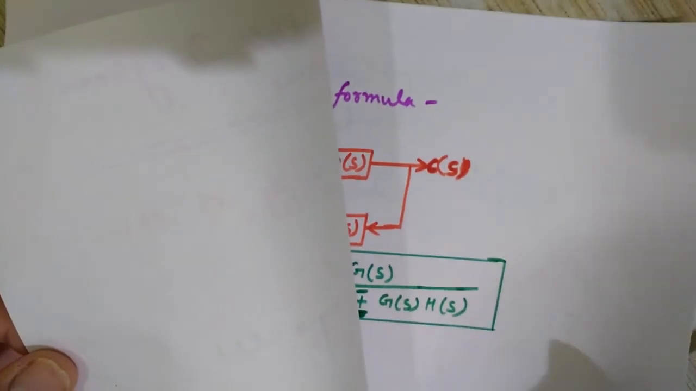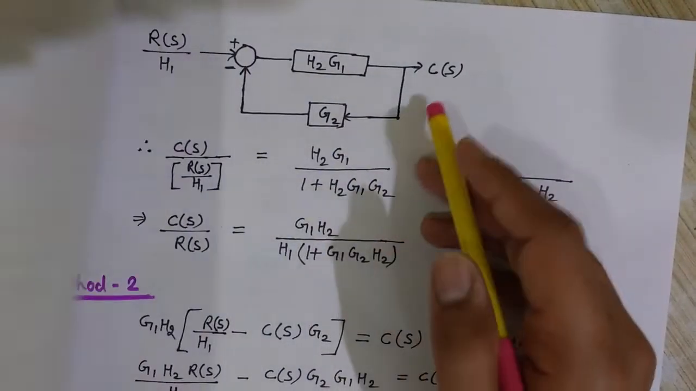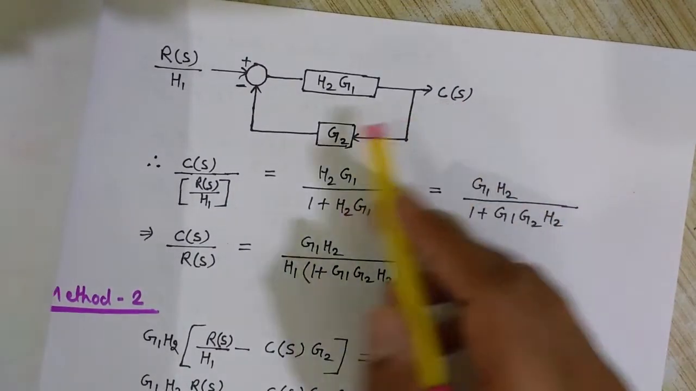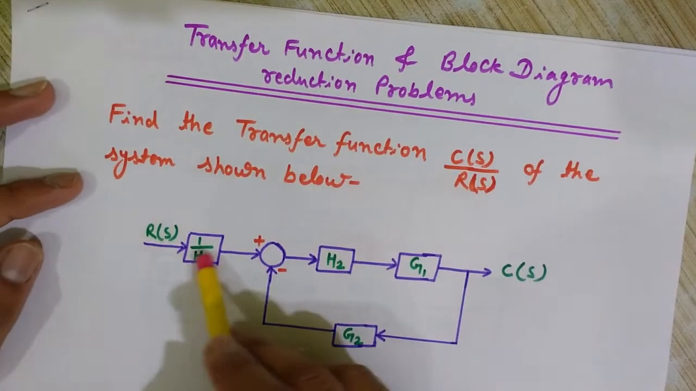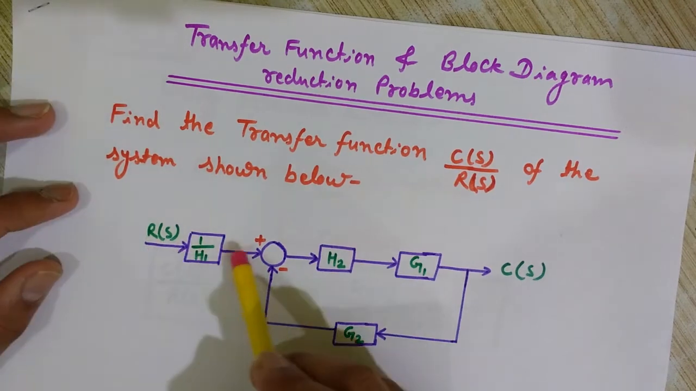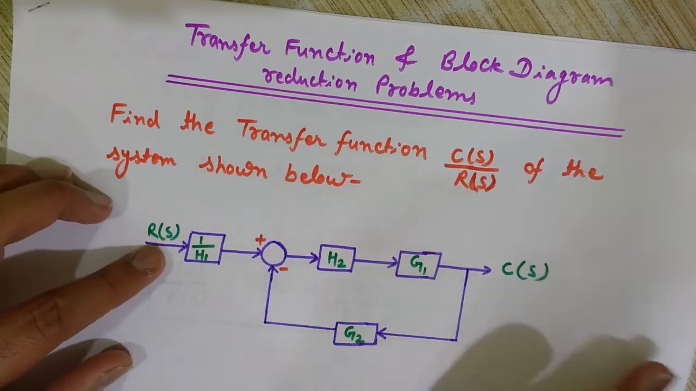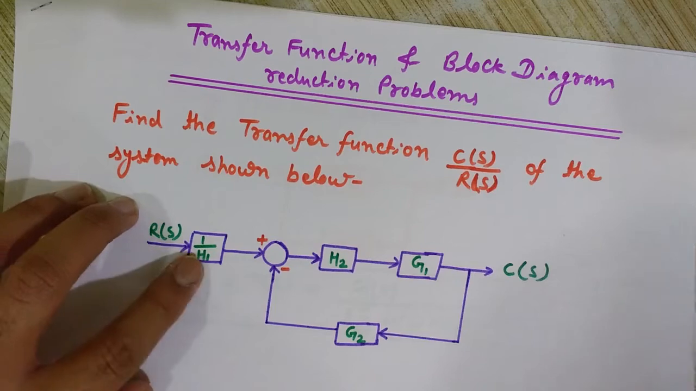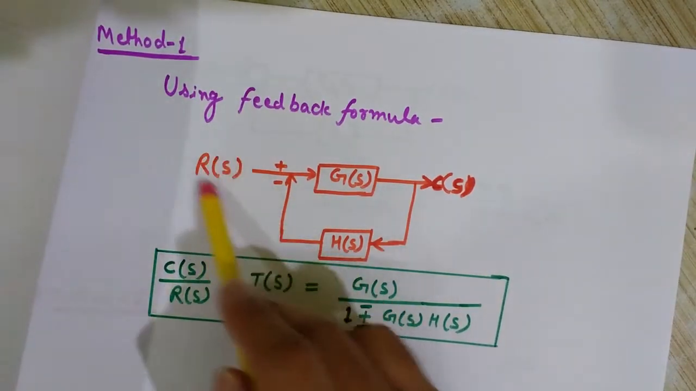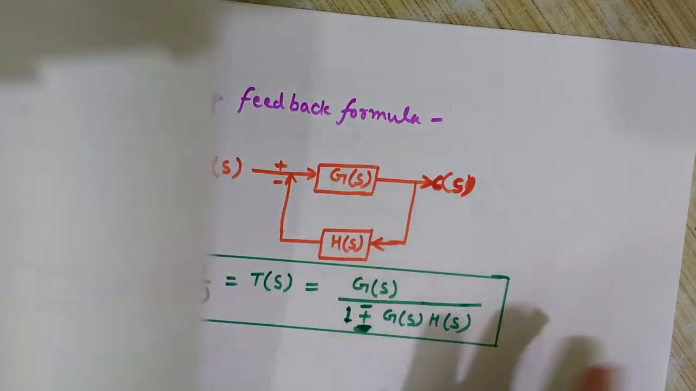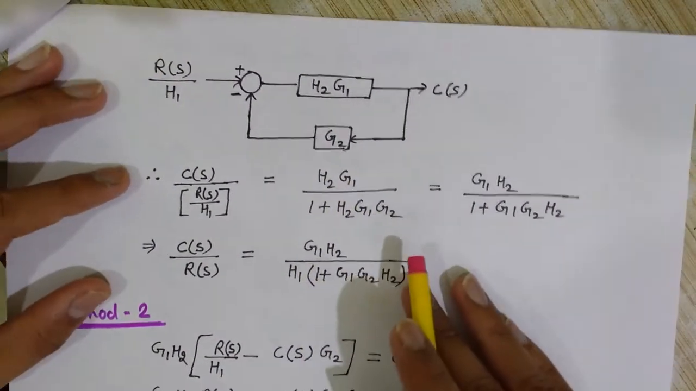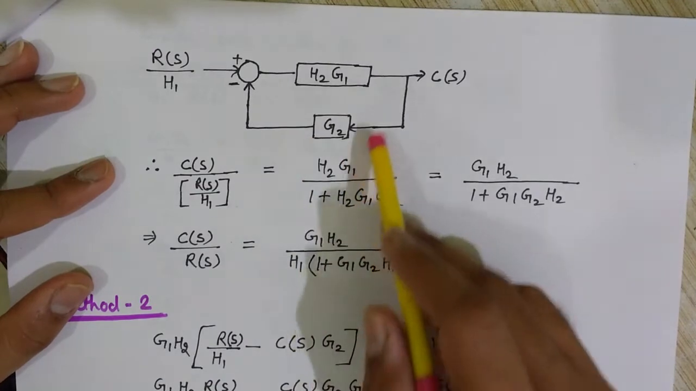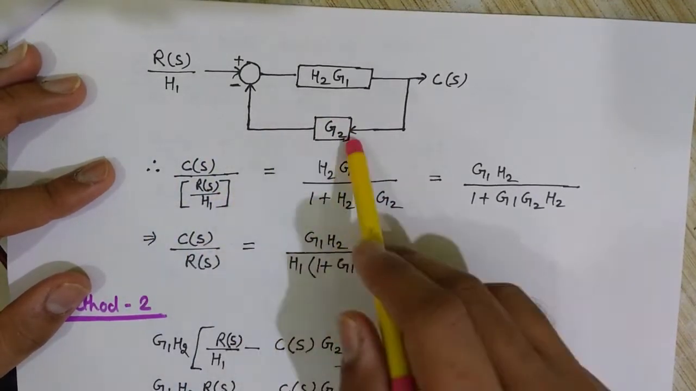And look at this, what is at the input end? Here output is C(s) and at the input it is R(s) by H1, because it is multiplied by this gain. So it is R(s) into 1 by H1. So it is R(s) by H1 at the place of R(s). So ultimately now this is the block diagram that we have converted into that format.